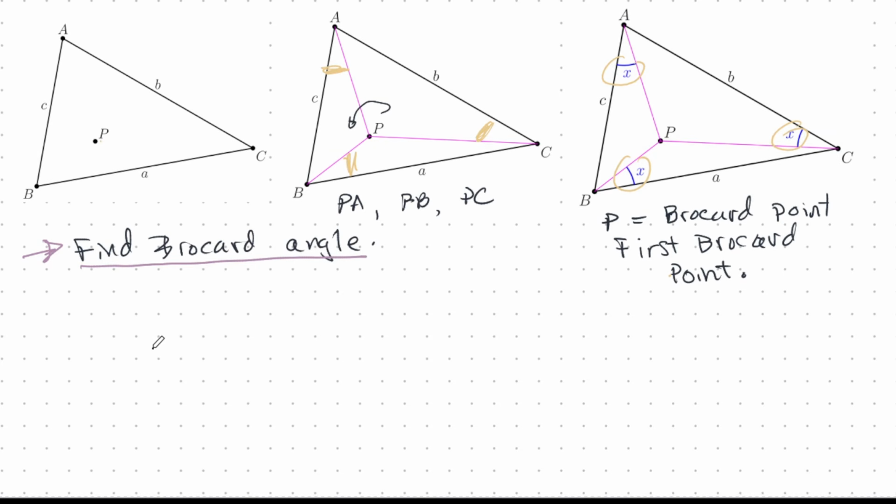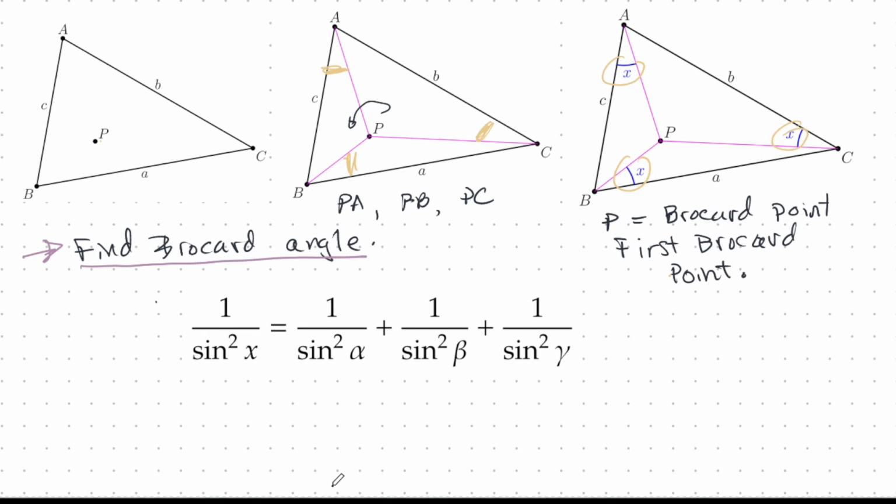There are many formulas for the Brocard angle x. The one that I want to derive today is the following. This one. And indeed, this is the formula that I used to make these figures in the first place. This one has a proof that relies on the extended sine law.